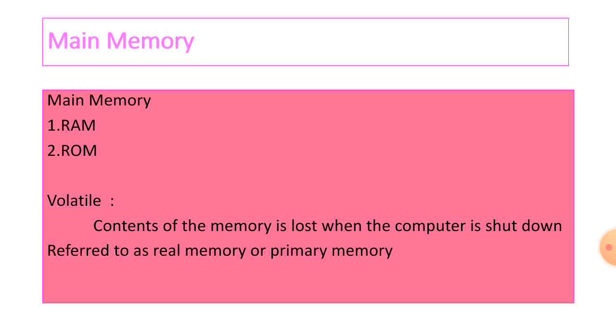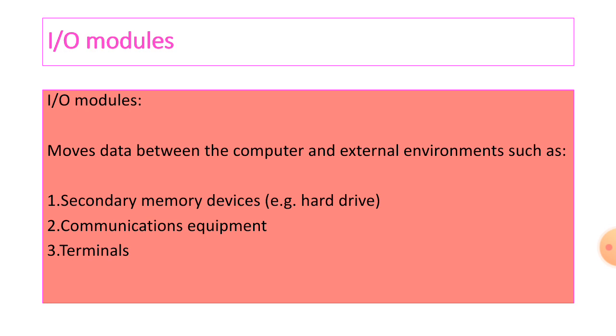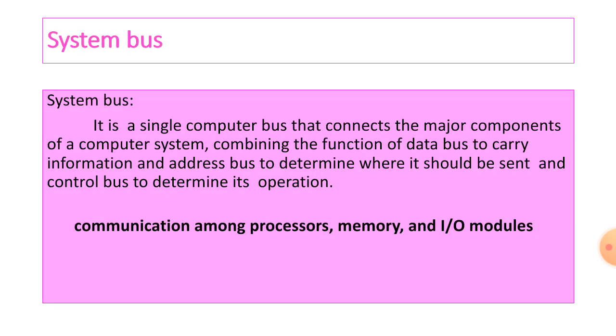Main memory. Main memory is referred to as real memory or primary memory, which is volatile in nature. We will see what is volatile. Volatile means the content of the memory is lost when the computer is shut down. Main memory is classified into two types: read-only memory and random access memory. I/O modules move the data between computer and external environments such as secondary memory devices, communication equipment and terminals.